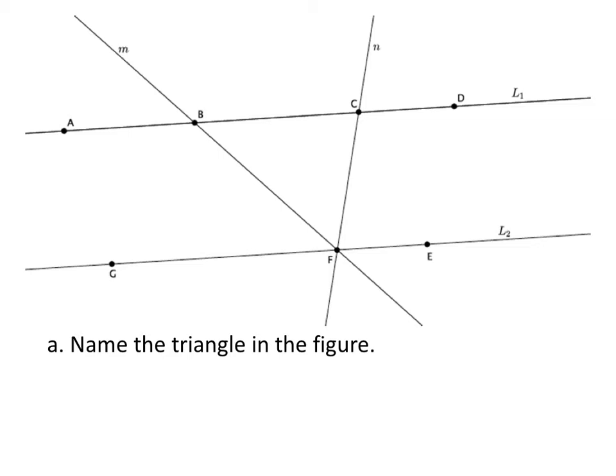Part A, name the triangle in this figure. Take 30 seconds to do that with a neighbor or partner. So let's identify the points in this triangle. This is point B, this is point C, and this is point F. Now be careful because it's not enough just to say it's BCF. It needs to be indicated with a triangle in front of it, triangle BCF.